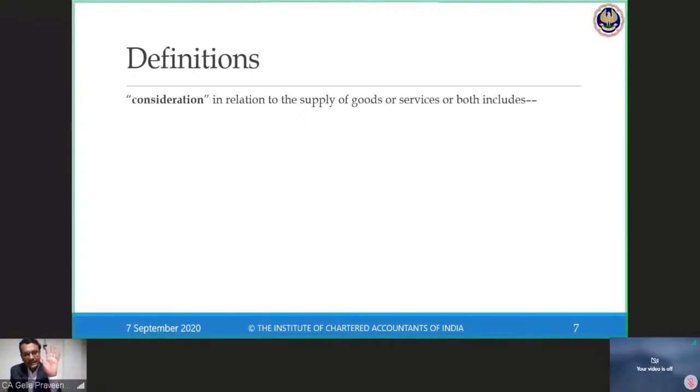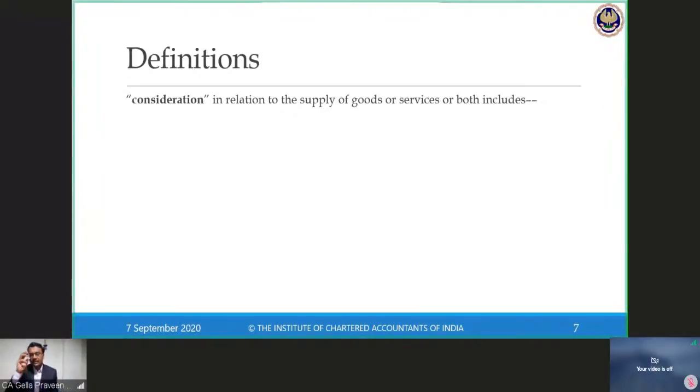When you deal with these chapters, that is, supply, levy, place of supply, time of supply, and valuation, these are the 4 chapters which have a wide application of this definition called consideration. Then there is also one chapter called exemptions. Read through this definition carefully because enough practice revolves around this particular definition called consideration.